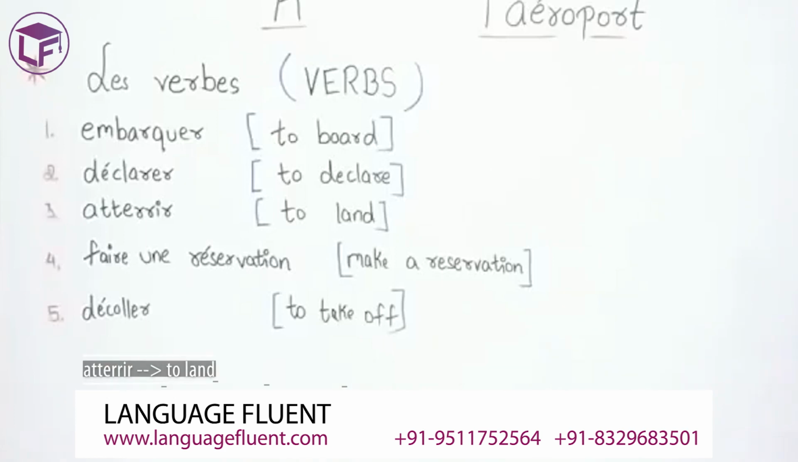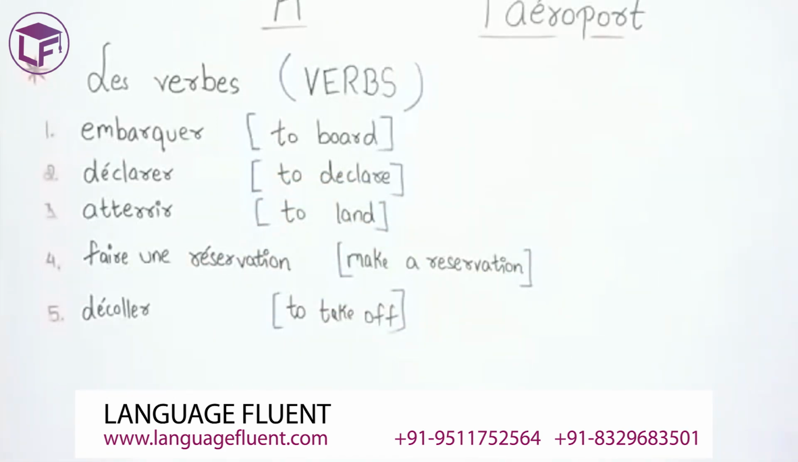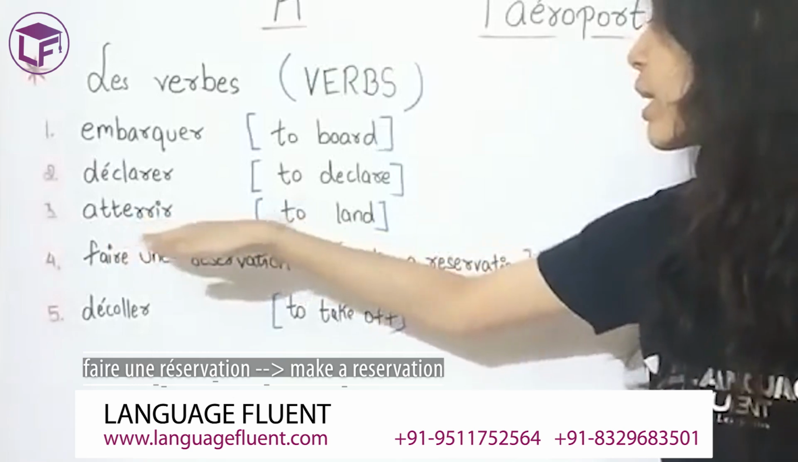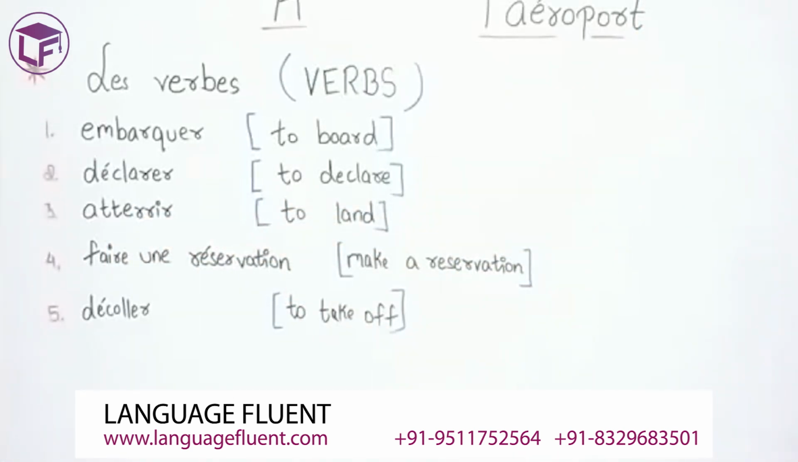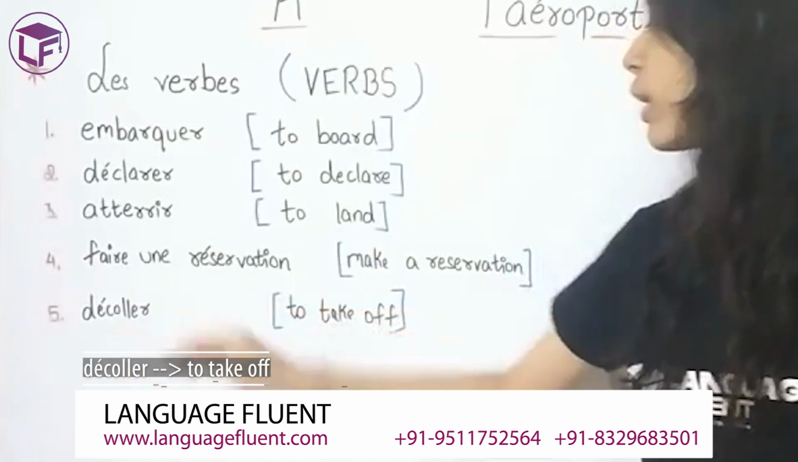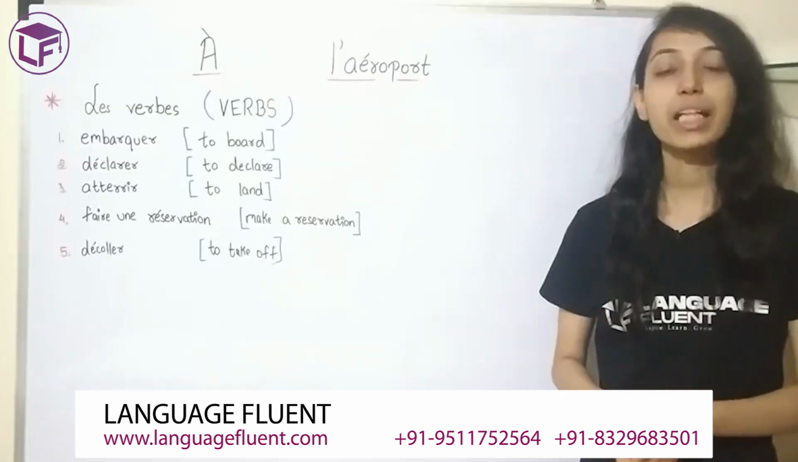The third one we have is atterrir, which is to land in English. The fourth one is faire une réservation, which means make a reservation in English. And the last verb that we have is décoller, which is to take off in English.